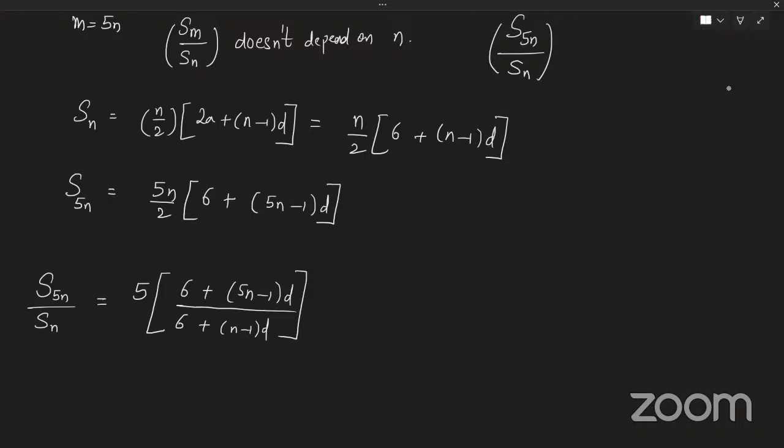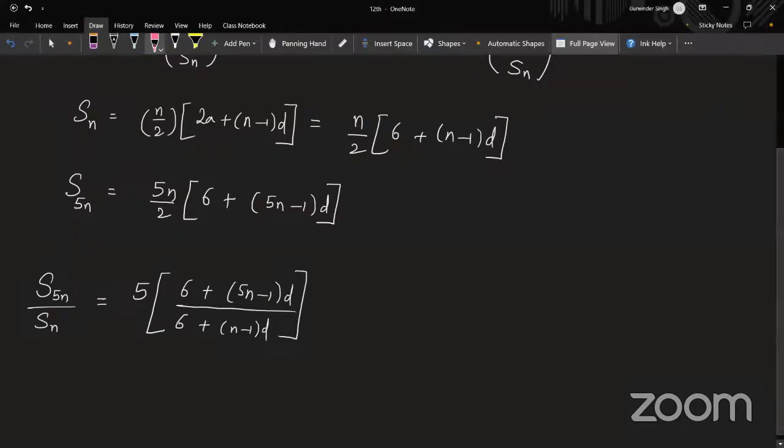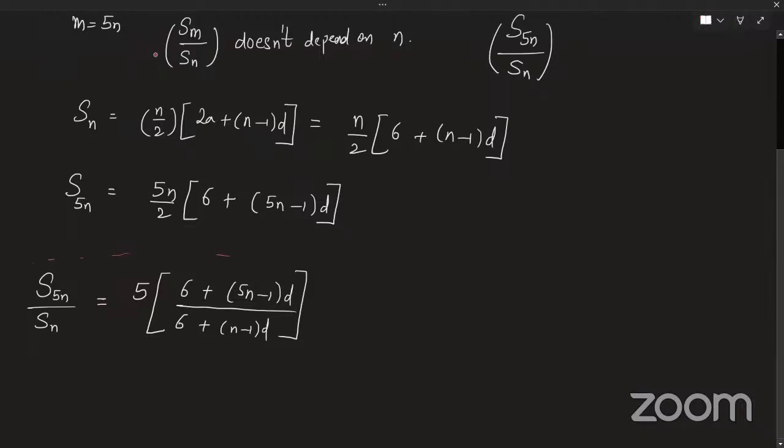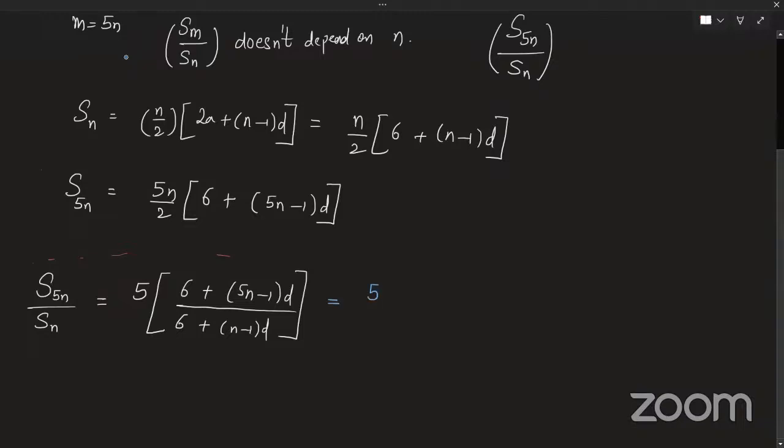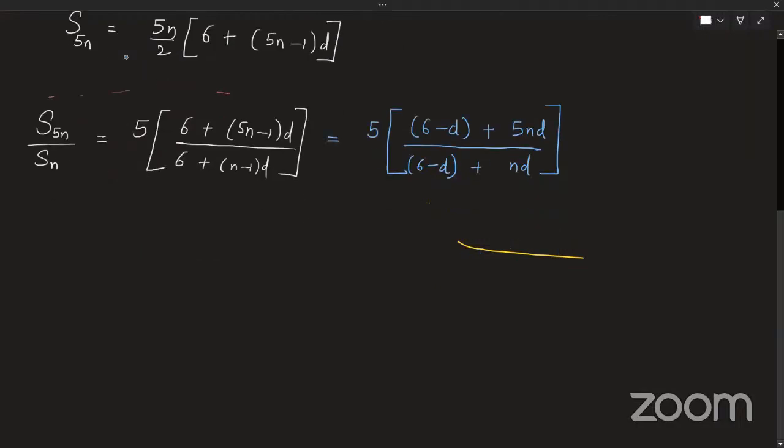Now see, what is happening is it is telling me that this expression, S5n by Sn, is not dependent on n. So what can I do? I will just open these brackets. So this can be written as 6 minus d plus 5nd, and this thing can be written as 6 minus d plus nd. Is everyone able to get this? How I wrote this thing as this? I'm just opening the brackets.